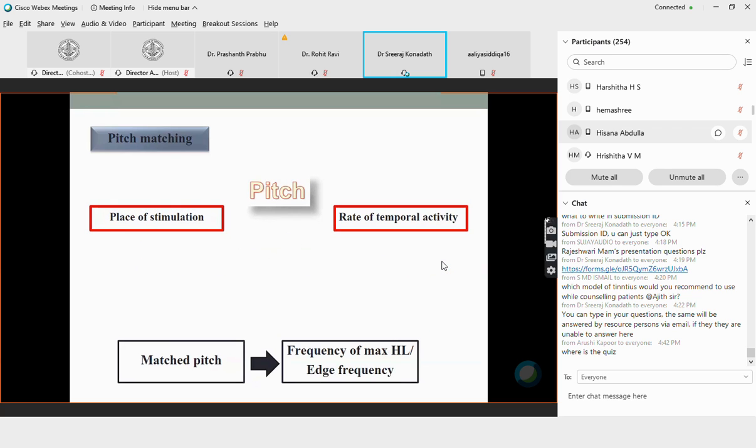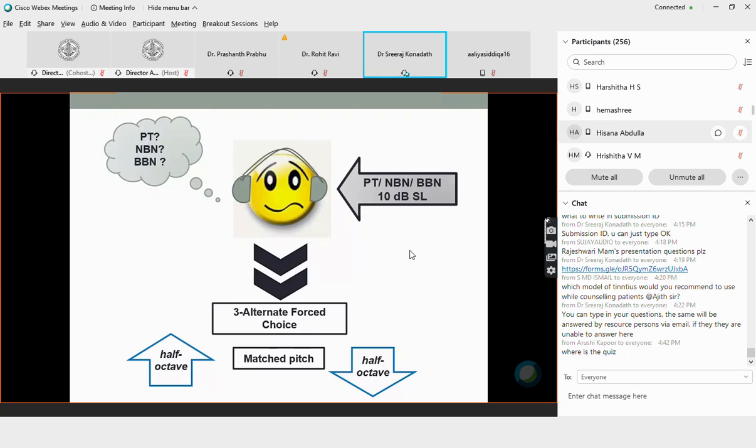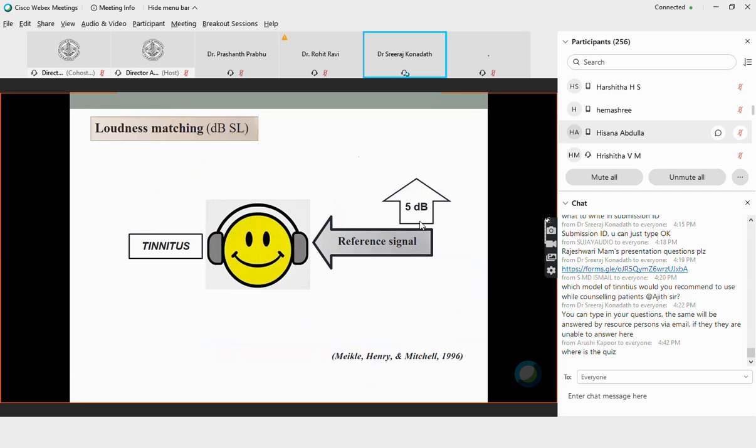So firstly, the pitch matching gives information with respect to the place of stimulation and rate of temporal coding. So here, when there is a change in the pitch of the tinnitus, this corresponds to the place of stimulation related aspects of rate of temporal coding. So in the maximum amount of hearing loss. So now this is the reference frequency for loudness matching. So now you're done with frequency matching, you got the pitch of the tinnitus, but this serves as the reference for loudness matching. So how is loudness matching done?